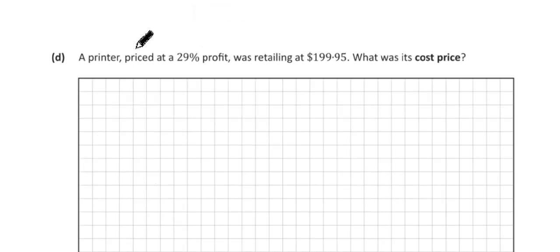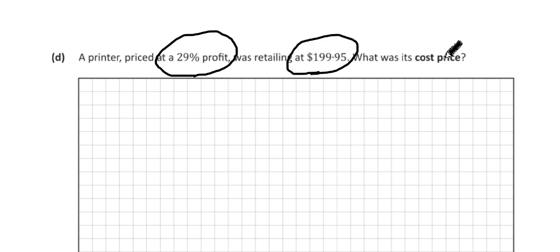A printer is priced at 29% profit. It was retailing at this much. What was its cost price? Would you all agree that we sold it at an extra 29%? So what percentage do you think I should write down? Somebody said it. I should write down 129%. Okay.